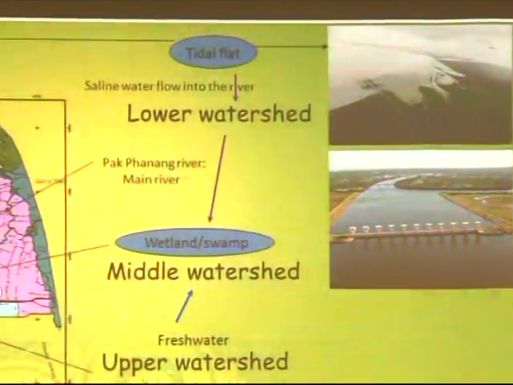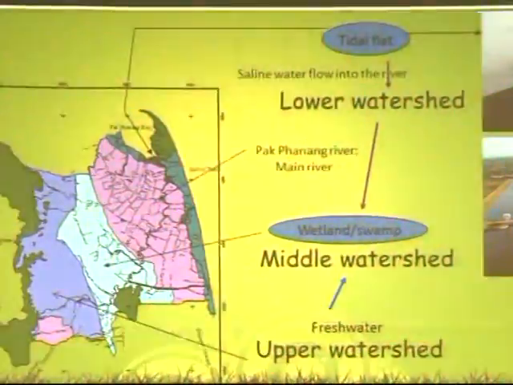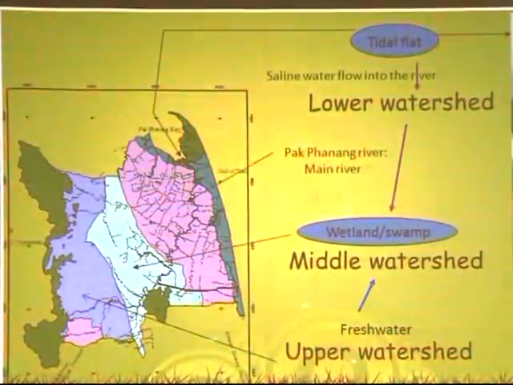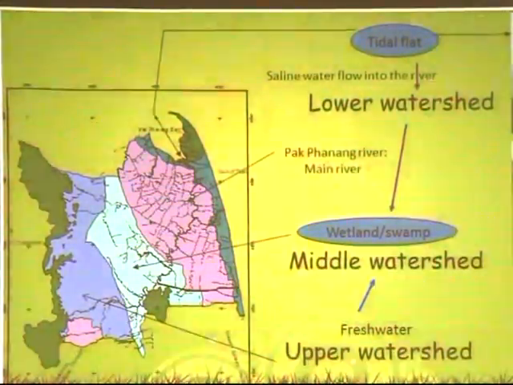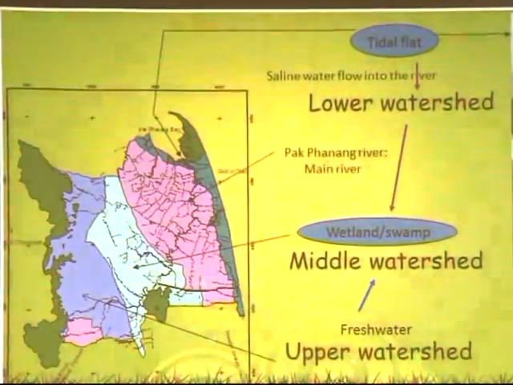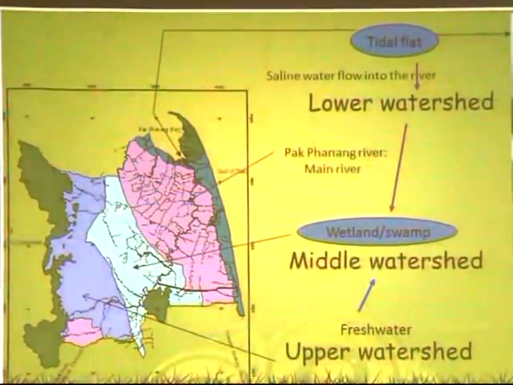The Pak Panang River is the main river of the basin, flowing from the north to south. Fresh water from the Pak Panang River and tributaries during the dry season has dropped significantly, and saline water flows into the river. And its tributaries in the part of middle watershed is characterized by wetland and swamp. This is wetland and swamp in the middle watershed. They have the function of buffering saltwater intrusion and filtering pollutants, and are important for critical wildlife habitat.